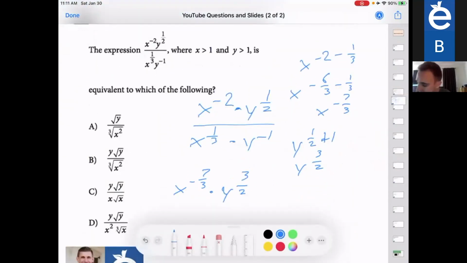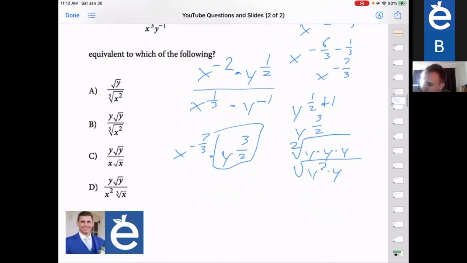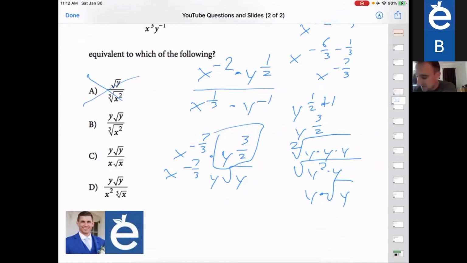So if I'm going to rewrite this term in more understandable terms, that's going to be the square root of y times y times y, which is the square root of y squared times y, which would just simplify to y times the square root of y. So I can substitute that in here: x to the negative 7/3 times y times the square root of y. So let's look at which answers it can't be. Well, only really looks like it cancels out A. Let's see what we can do with this x term now.